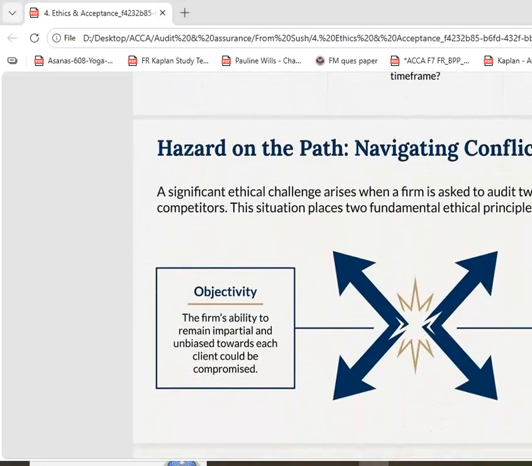Hazard on the path. Navigating conflict of interest. A significant ethical challenge arises when a firm is asked to audit two clients who are direct competitors. Okay. This situation places two fundamental ethical principles at immediate risk. One is objectivity and another is confidentiality. The firm's ability to remain impartial and unbiased toward each client could be compromised. There is a risk that sensitive information, for example strategy and performance metrics, could be perceived as being accessible or beneficial to the competing client.